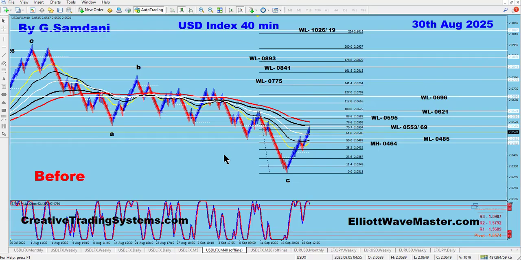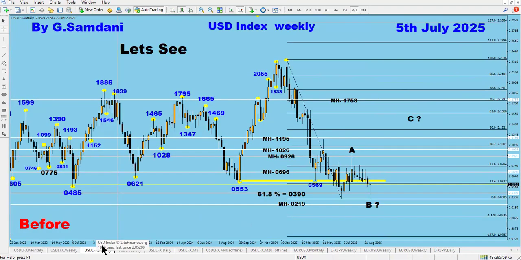So this is how the US dollar index is doing. Again, we have to go a long way to the upside. If this is the one, then we have A, B, and C will probably go 50% or 61 or even 78. Who knows? It all depends, right?